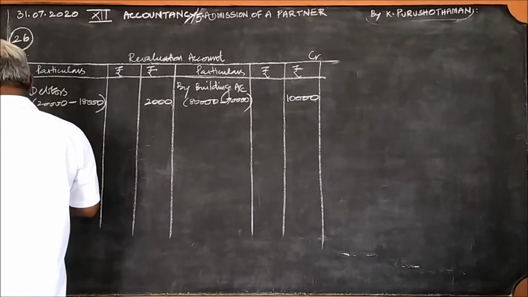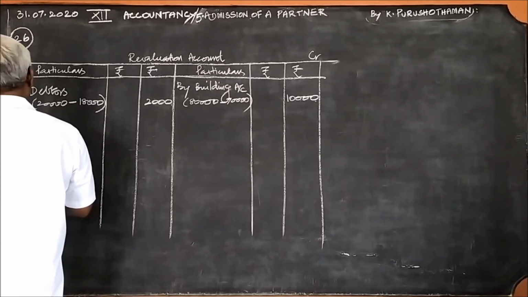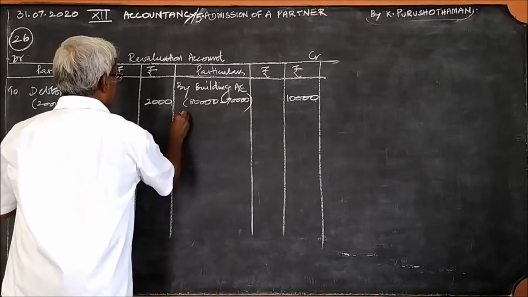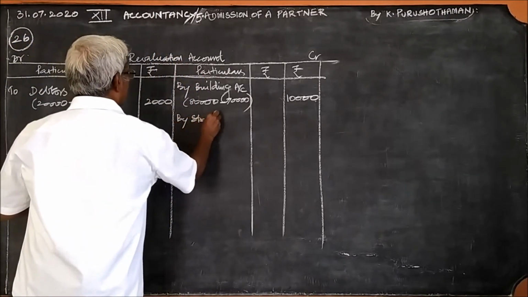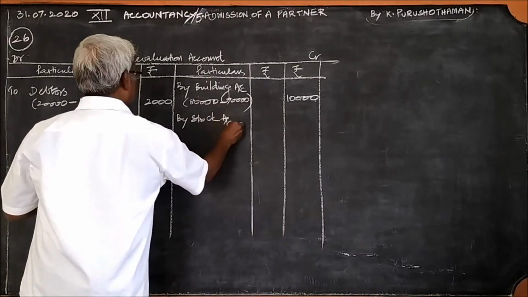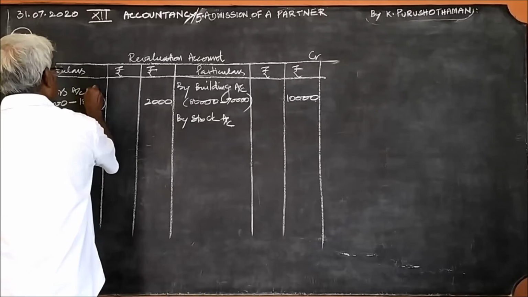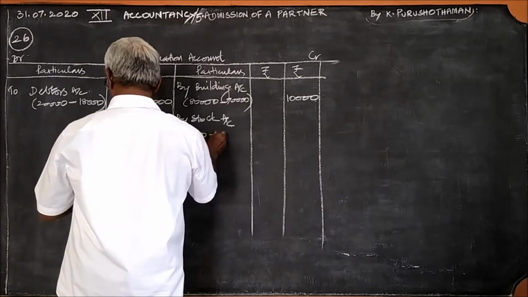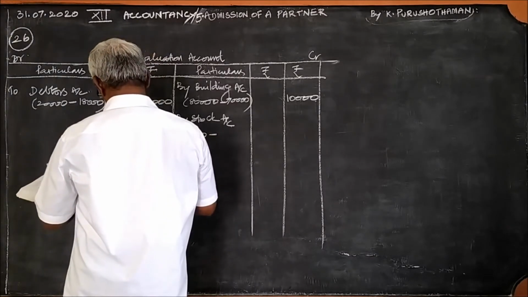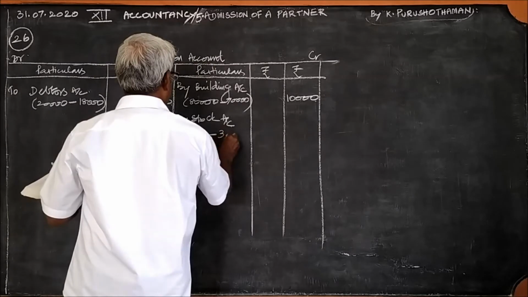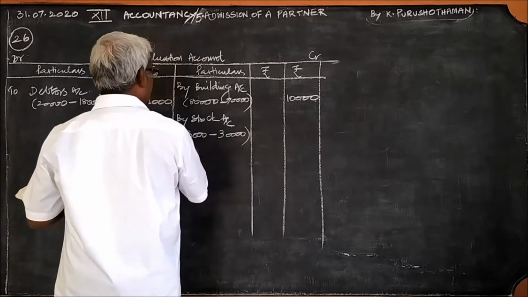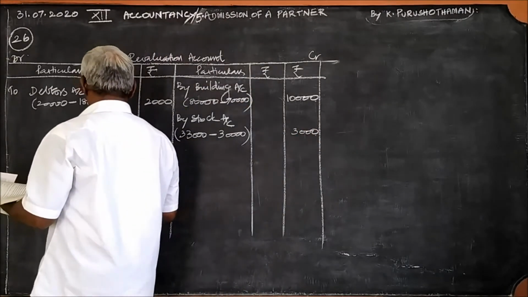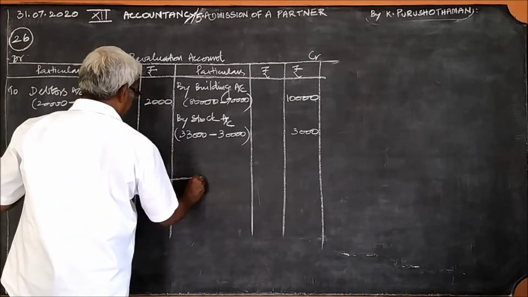Then the third one is stock, 33,000. Stock already 30,000, now it is 33,000, therefore increase. Stock is an asset. So, by stock account, 33,000 minus 30,000. Stock was already 30,000. So there is an increase in the asset, therefore it is a profit item. So what we should do, we should complete, close it.